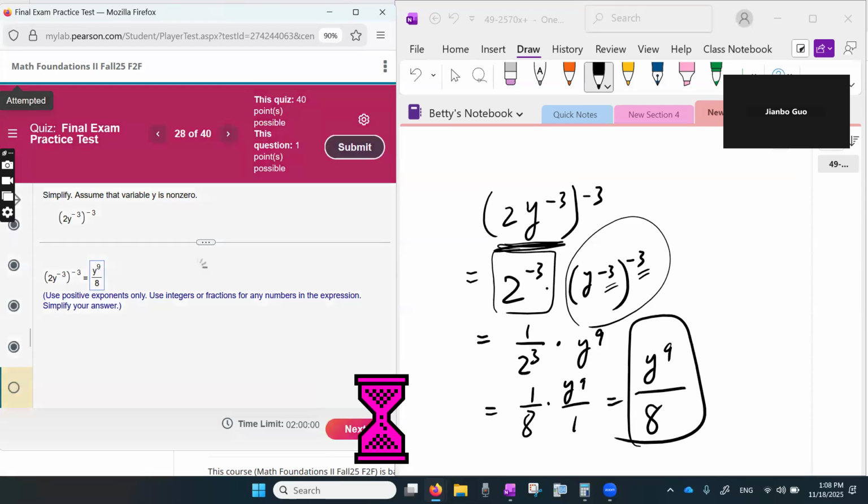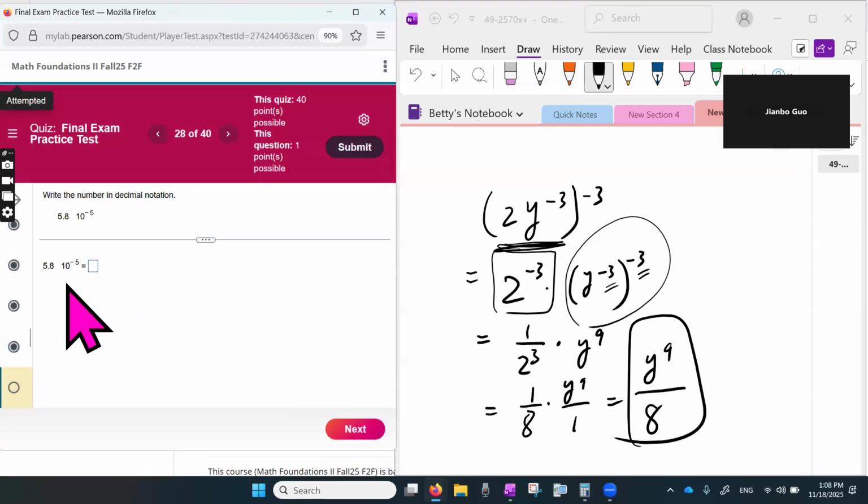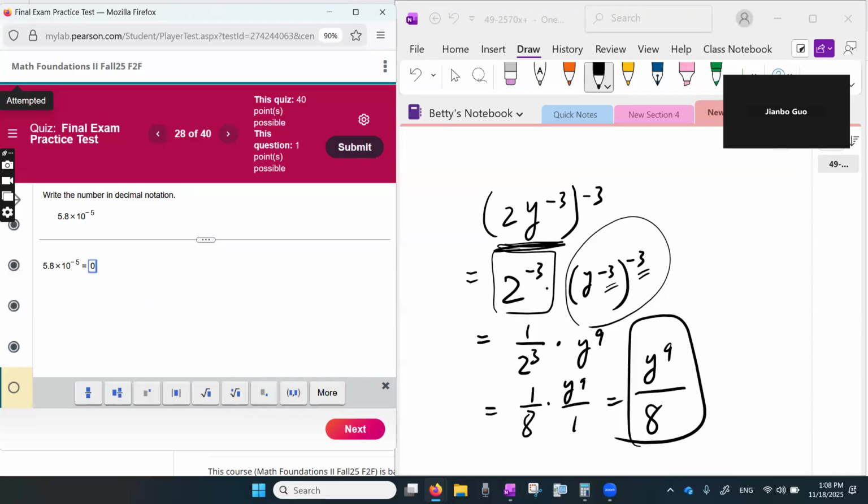Next. 28. Scientific notation. We're going to write the number in decimal notation. The exponent is negative. That means we are going to move the decimal point to the left 5 times. We're going to have 1, 2, 3, 4 zeros in front of 5. And double check. In total, we have 5 zeros. 1, 2, 3, 4, 5. Okay.